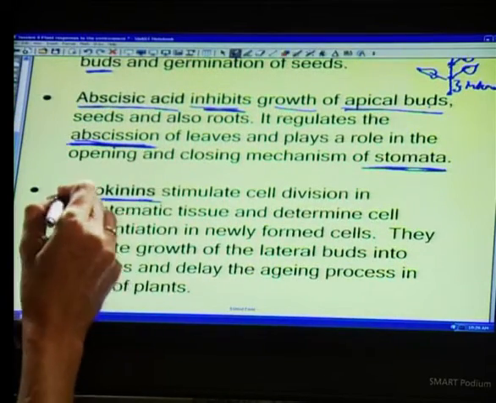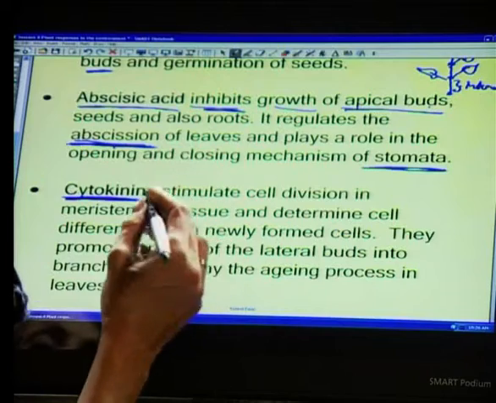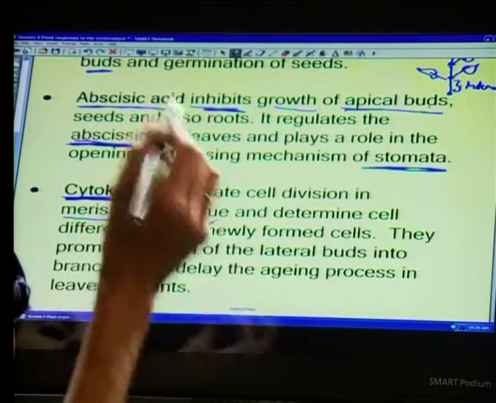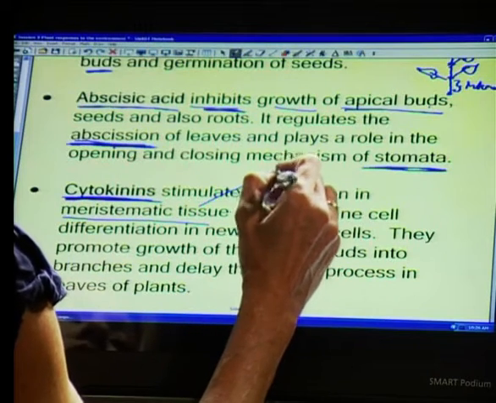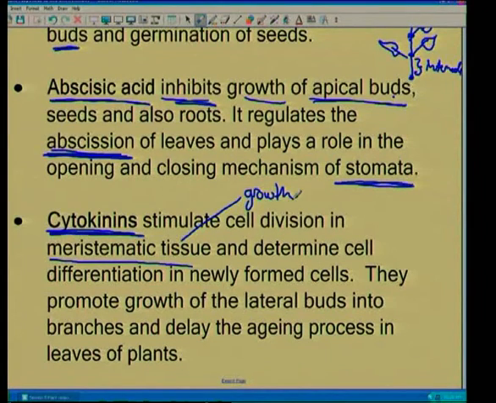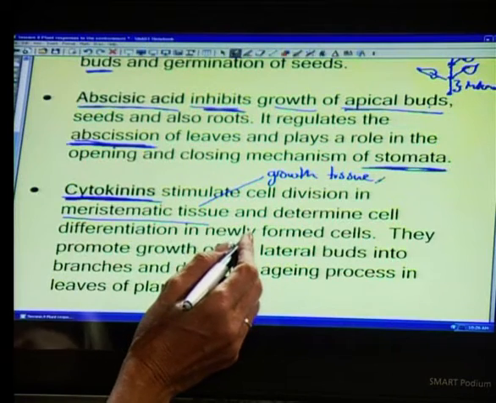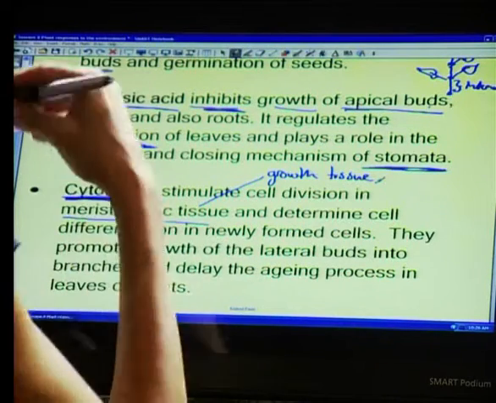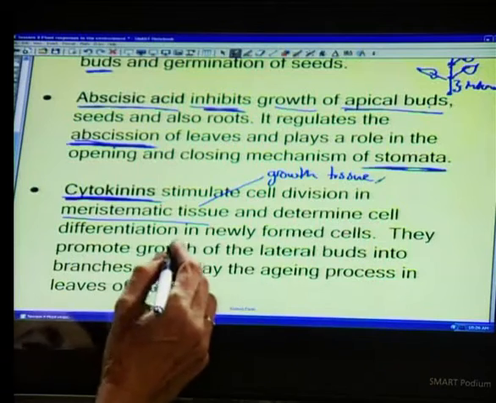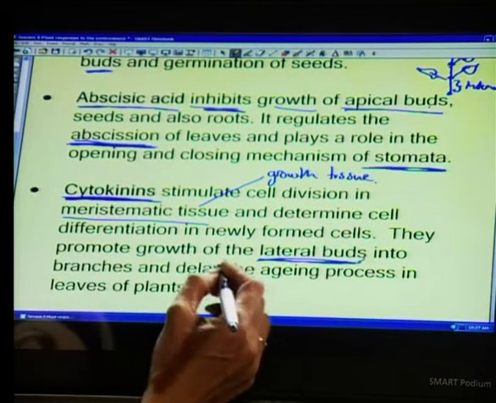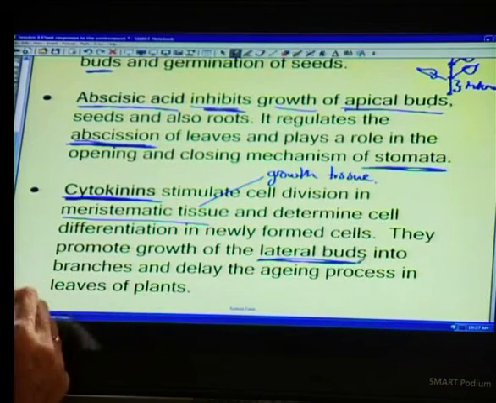Cytokinins. That actually sounds like a lovely word. Sounds like they're very keen. They stimulate cell division in the meristematic tissue. Now what is meristematic tissue, people? It is your growth tissue. They also determine the cell differentiation in newly formed cells. So the cytokinins are going to work with the auxins. They promote growth of the lateral buds, which is on the sides, into branches, and they delay the aging process in leaves and plants.